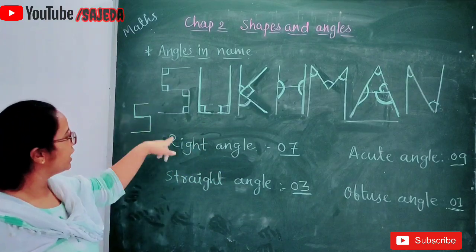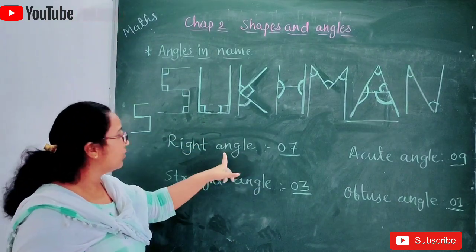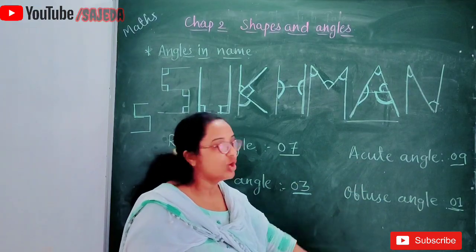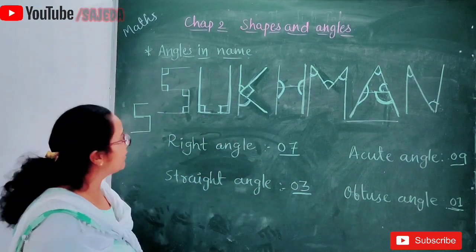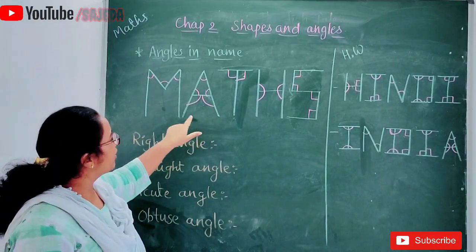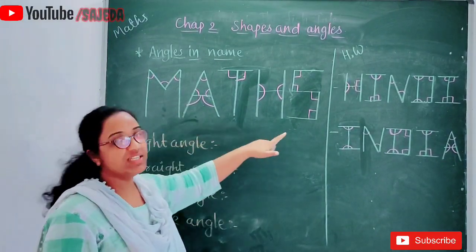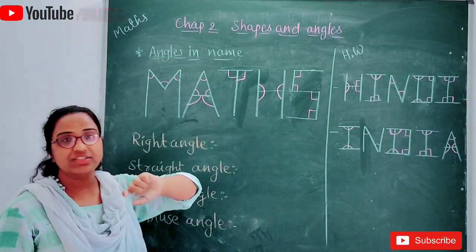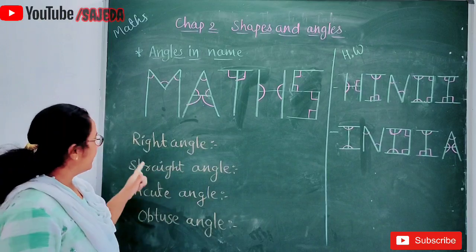You have to count down angles, how many right angles, how many straight angles, how many acute angles and how many obtuse angles. We will do another example. Now the next example is, here I have written the spelling of maths, M-A-T-H-S, and in this example I have already drawn angles. You have to just count them and write down here.